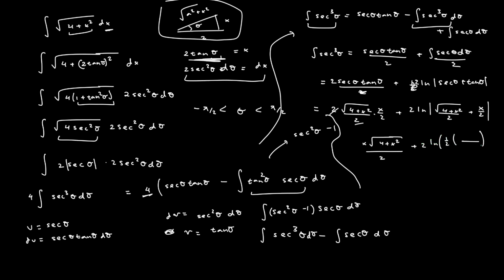And then if we recall the rules of logarithms, you can split this into ln 1/2 plus the ln of the leftover, and ln 1/2 is just another constant, so we can yet again rewrite this as x times the square root of 4 plus x squared divided by 2 plus 2 times ln of the absolute value of the square root of 4 plus x squared plus x, and then all plus c. And that is our integral.